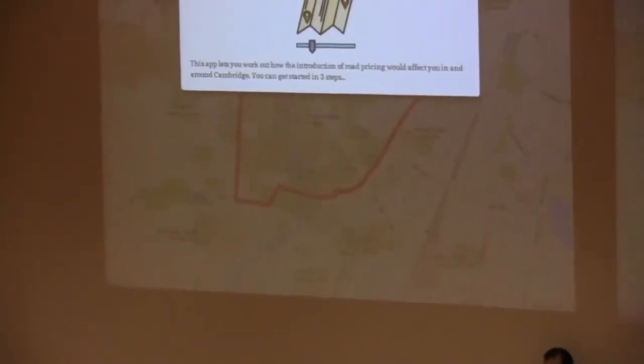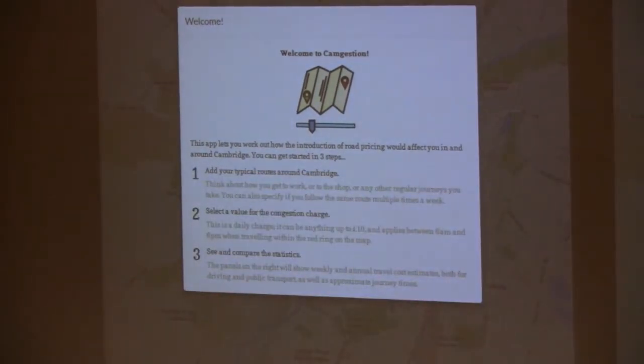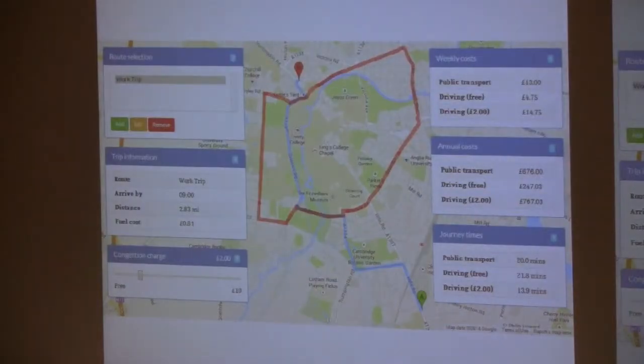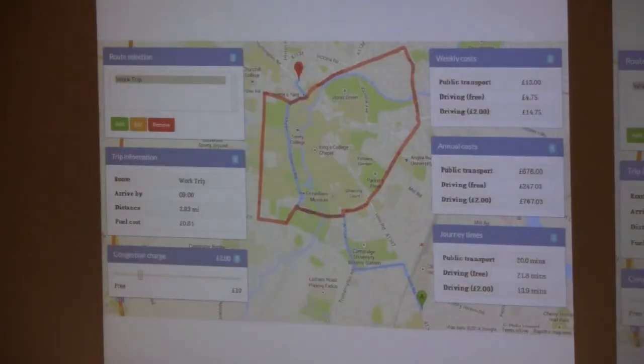So here's the actual welcome screen of our app. The user interface is really quite simple, like I've described. You literally add a route, drag a slider to determine the price, and then see some useful statistics. Essentially, the idea is that the more you charge people, the quicker you get from A to B.